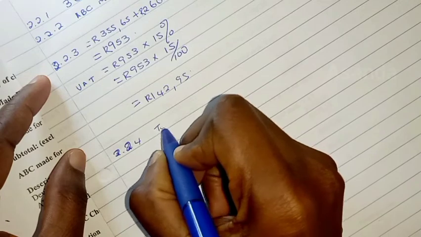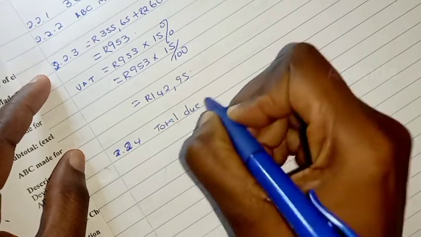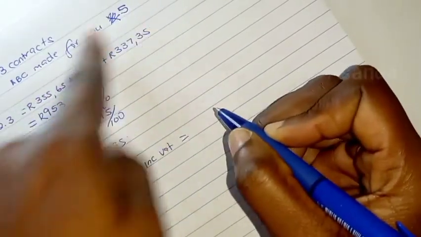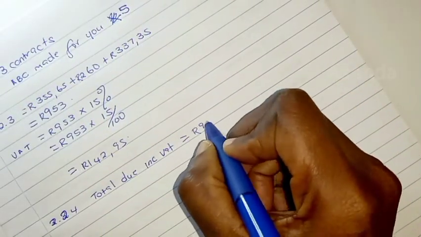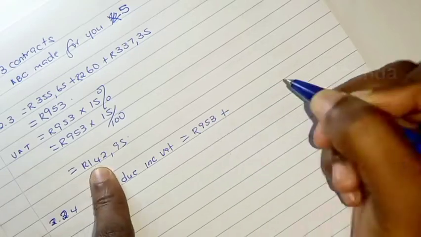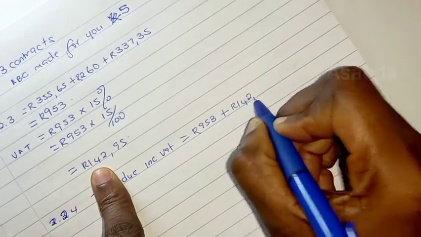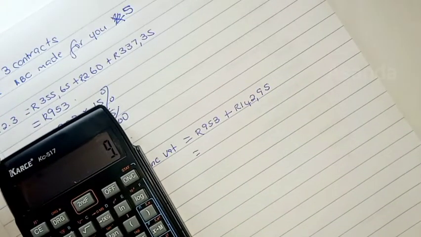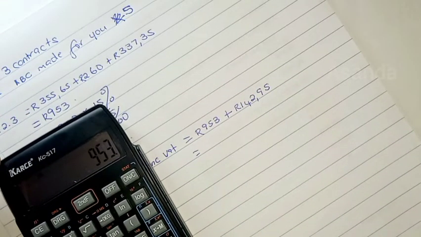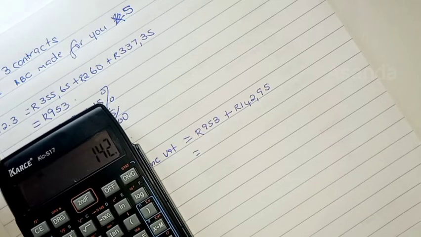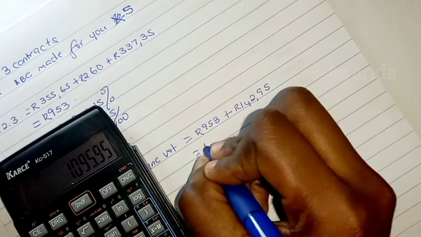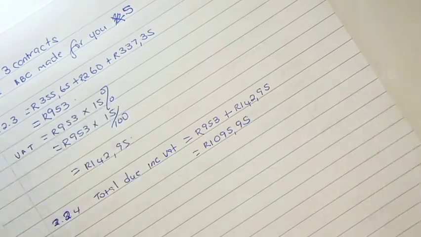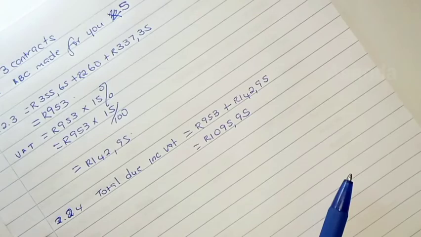2.2.4 is total due, including VAT, right? So that one will be the three amounts that are due, which total to 953 rands. Don't have to redo it, plus 142 rands and 95 cents, and we get the total of 953 rands plus 142 rands and 95 cents, and then the total due is 1095.95. That is the amount due for the current period.